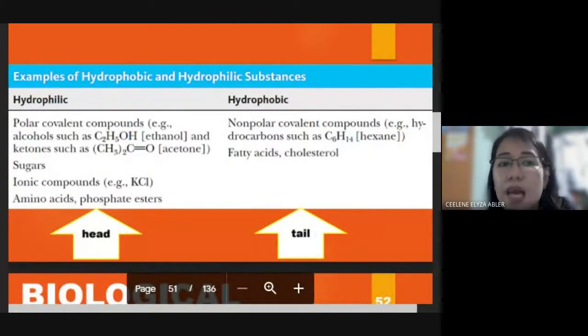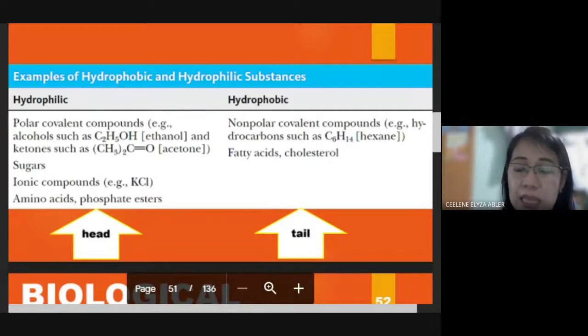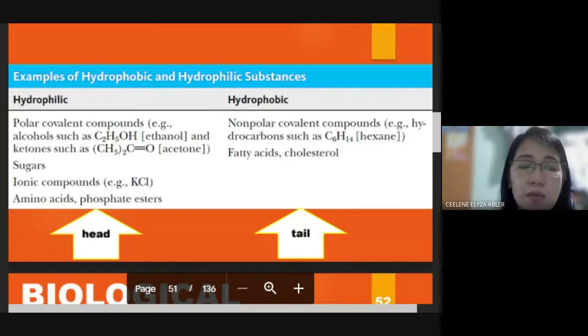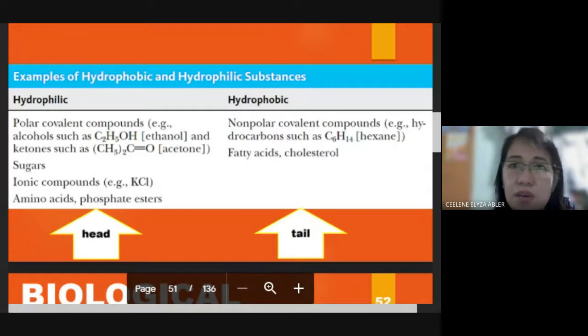Okay, so we have here examples of hydrophobic and hydrophilic structures. Usually, they are the ones that form as tail and heads in our biological substances. So usually, the ones that will form as heads are the amino acids, phosphate esters, you have your ionic compounds, you have your sugars. So merong other na polar compounds like your alcohols and ketones. Okay, so those are the ones that will form the head.